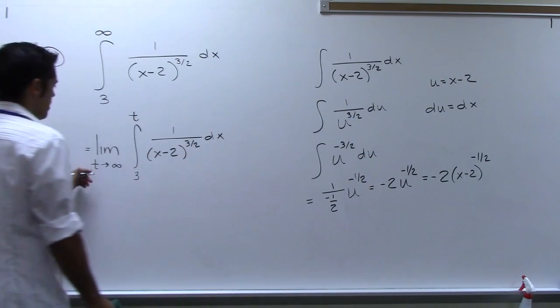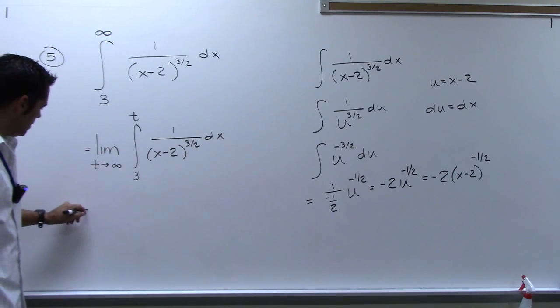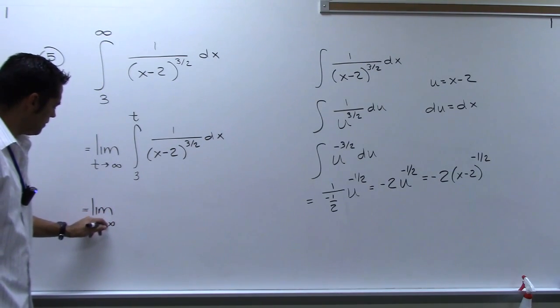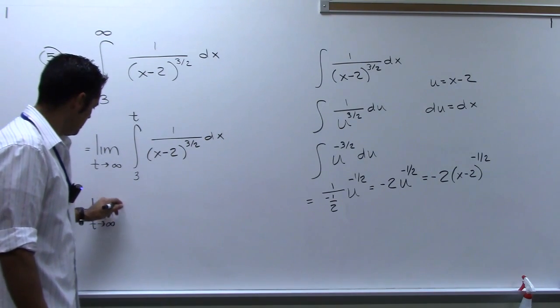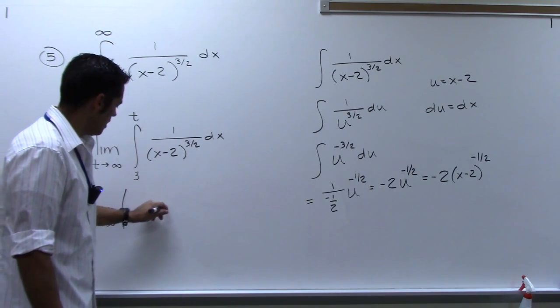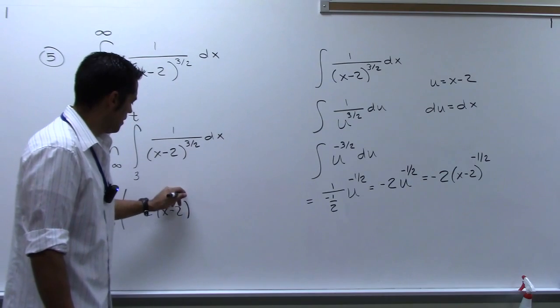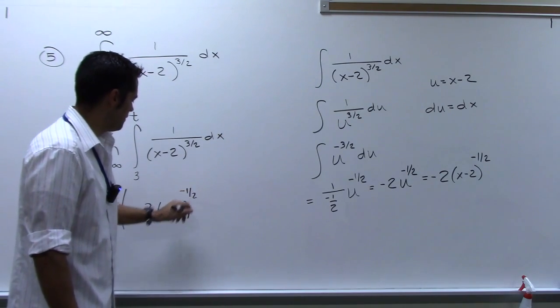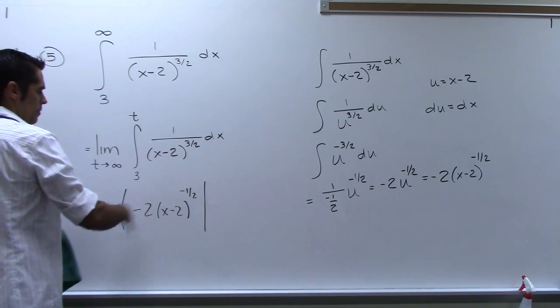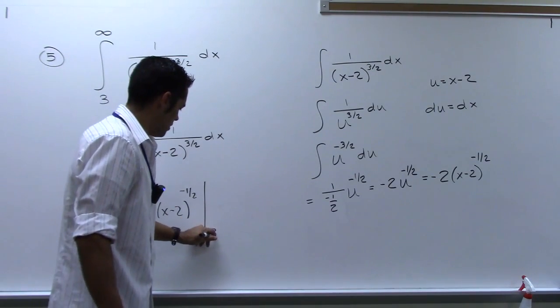So I'm going to come back over here now, and I'm going to write limit as t goes to infinity. And then I have, let me put in parentheses here, negative 2 times (x minus 2) to the negative 1/2. And then I'm going to evaluate that, because I've actually taken the antiderivative, I'm going to evaluate that at 3 and t.